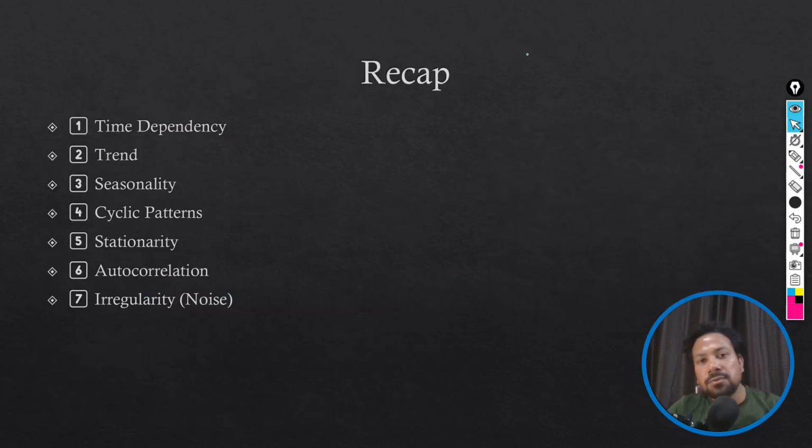Now let's come to the recap part. First of all, we studied time dependency: in time series data, the observations are dependent on time, and an observation could be dependent on its past values, all the past values.